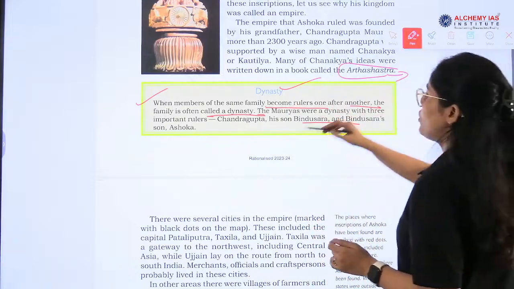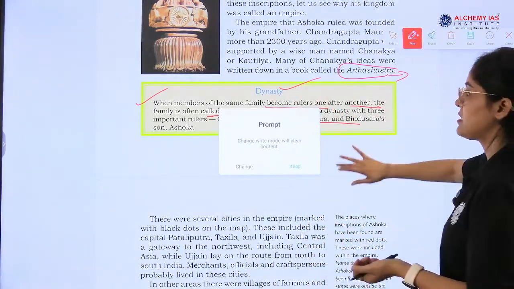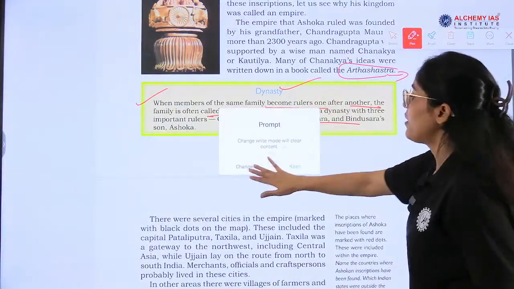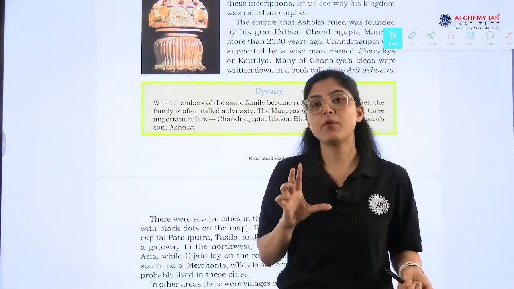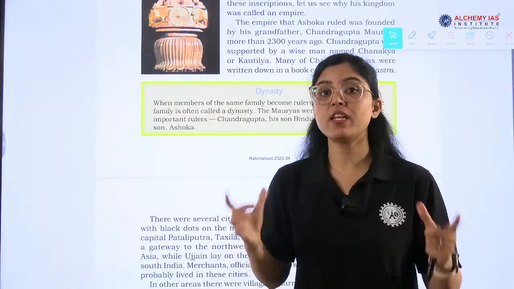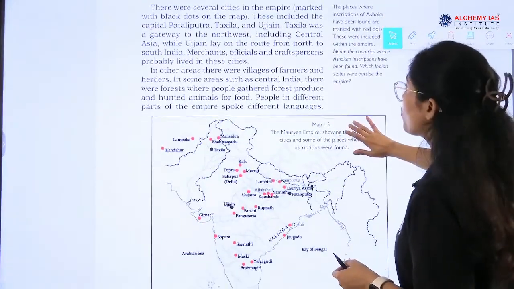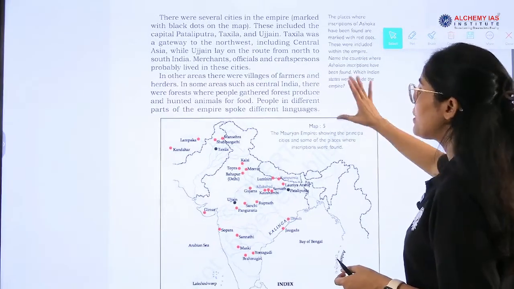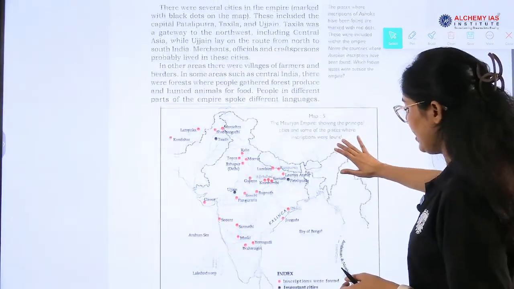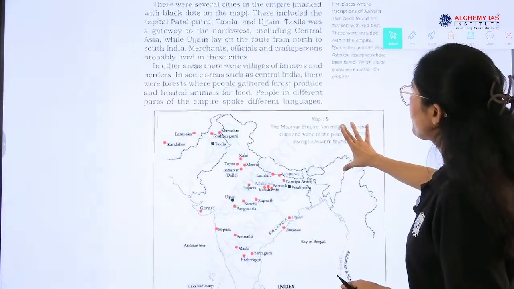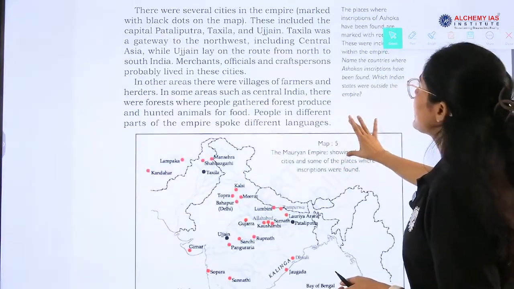So, this is the meaning of a dynasty. These boxes are very important. The information given in NCERT boxes is a very important thing. Do not miss these things, and all the maps that are given in NCERT are also important.